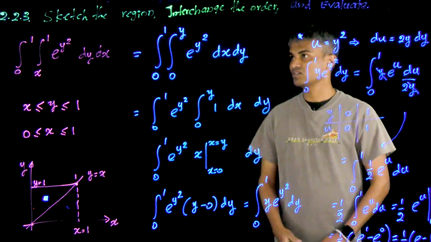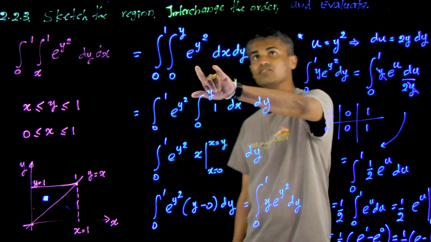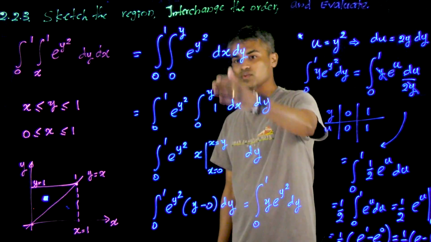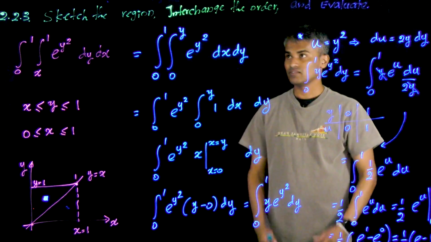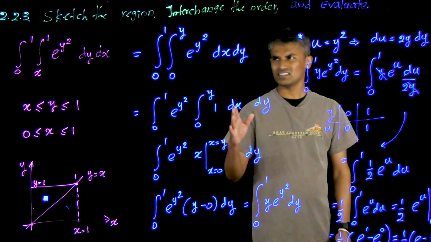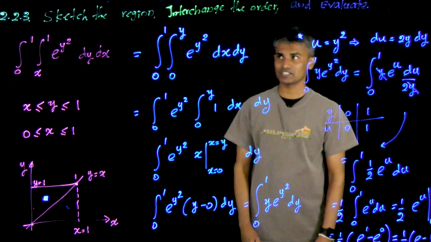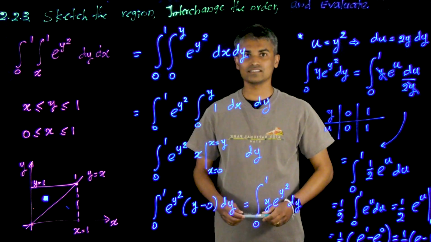That's it. So, first we sketch the region of integration, and then we reverse the order of integration, and we solve this double integral. And with this I finish this example. This is the third example from chapter 12.2, and good and excellent. Thank you.